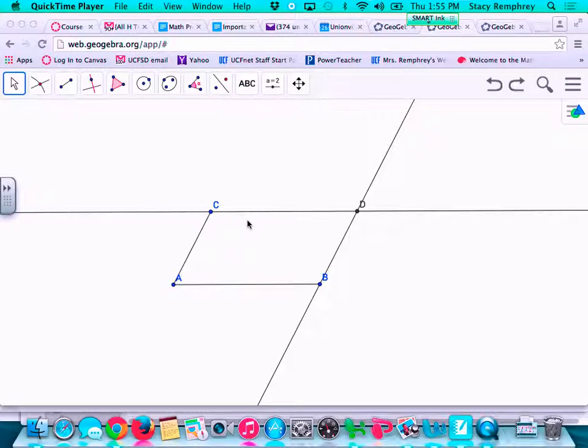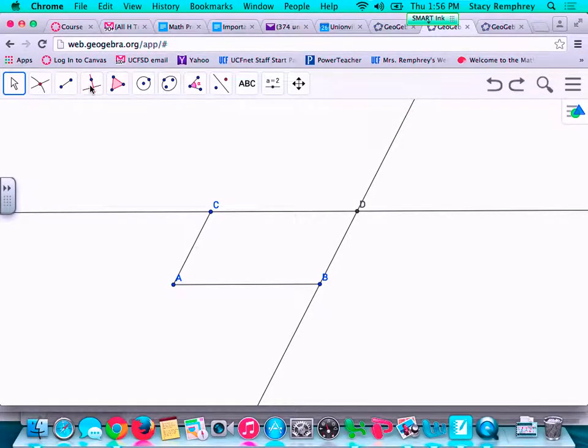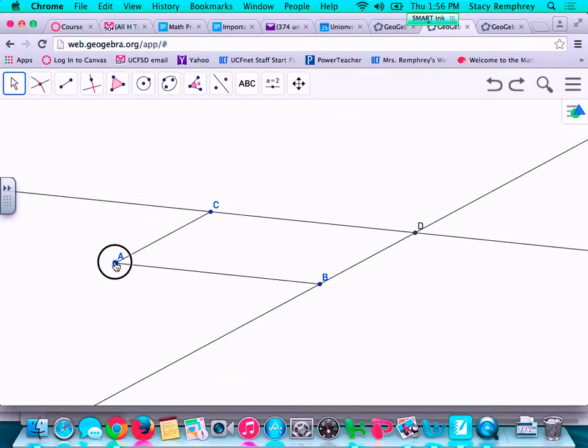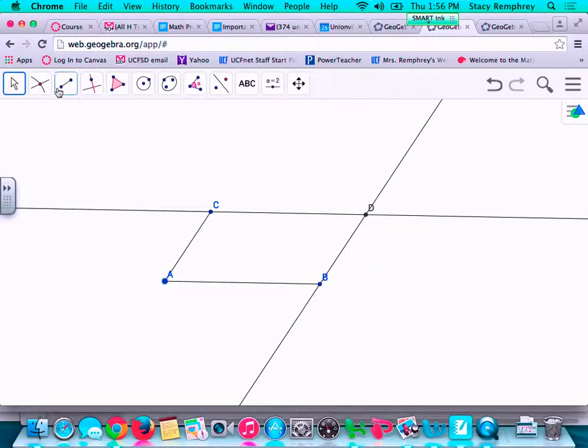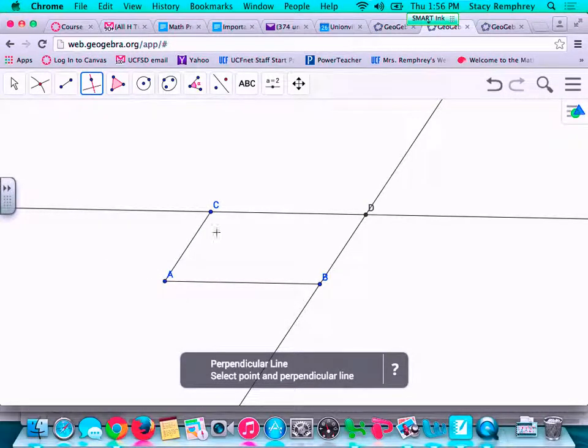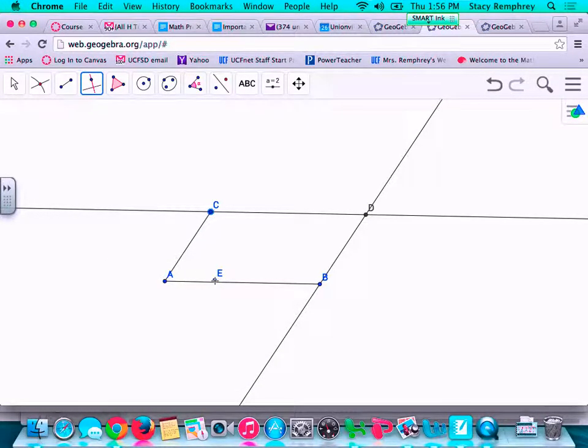All right, and this is section 2 of chapter 11 in the geometry curriculum. So I have a parallelogram. I designed this as a parallelogram. You can see as I drag the point, it remains a parallelogram. And what I'm going to do first is drop a perpendicular right here.